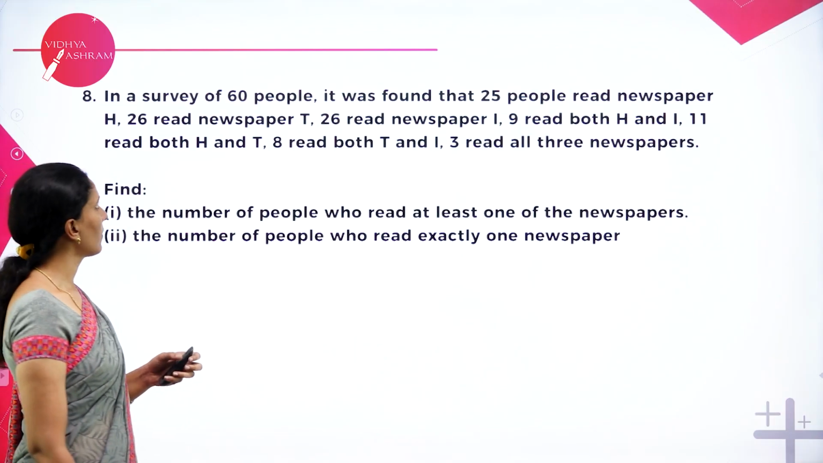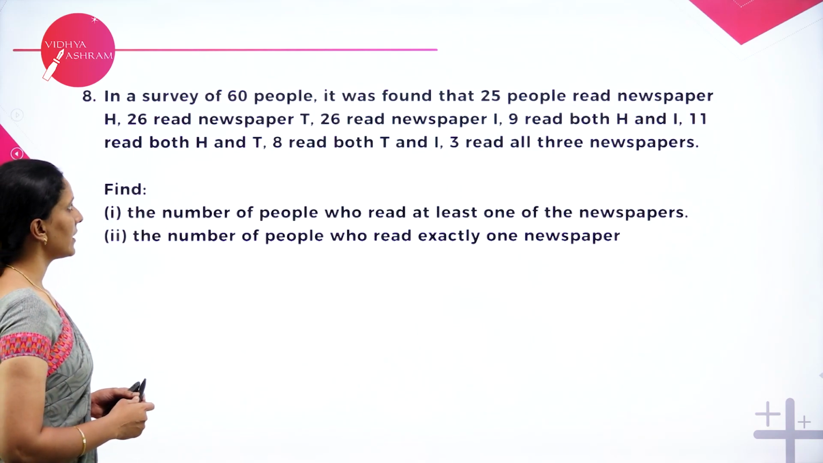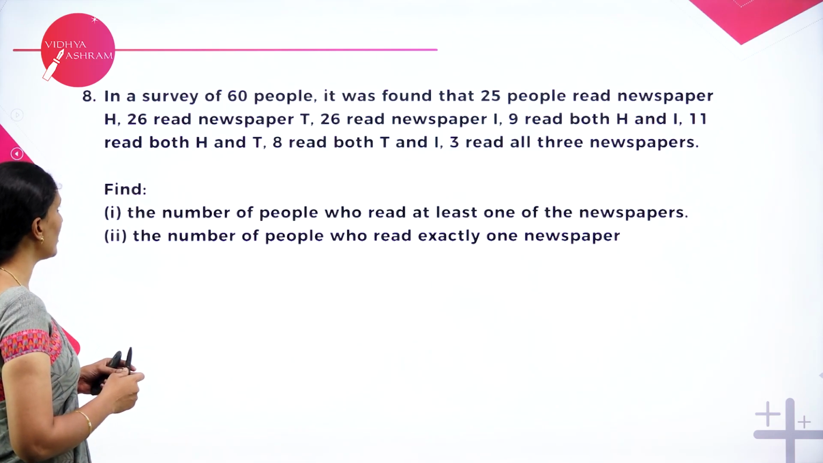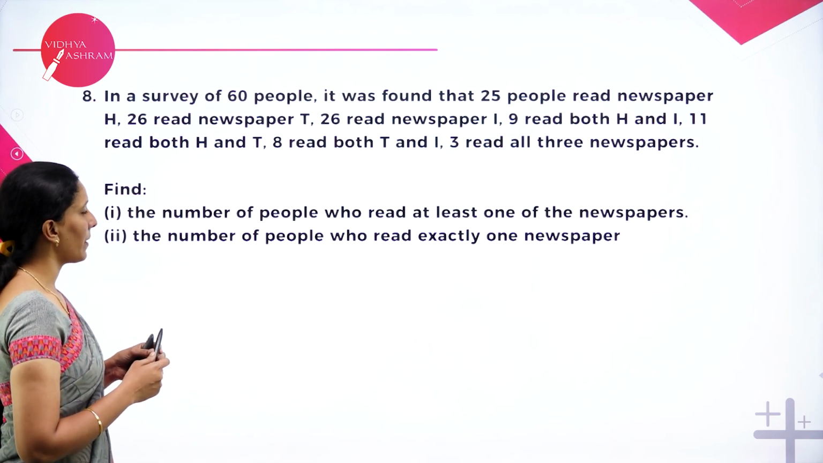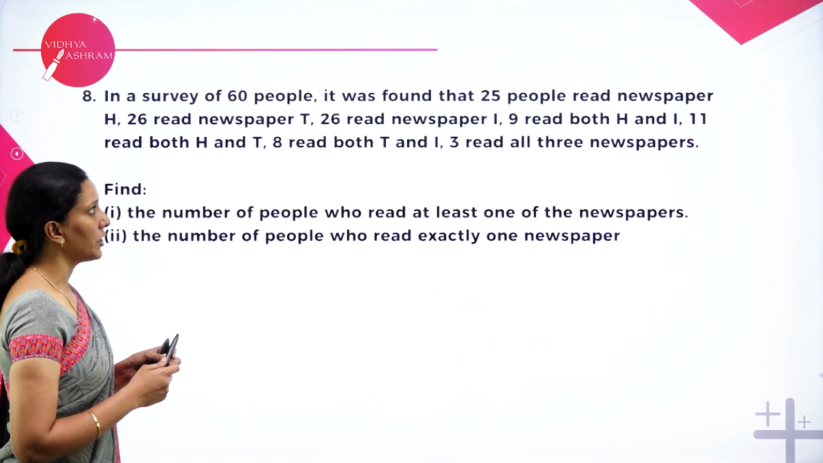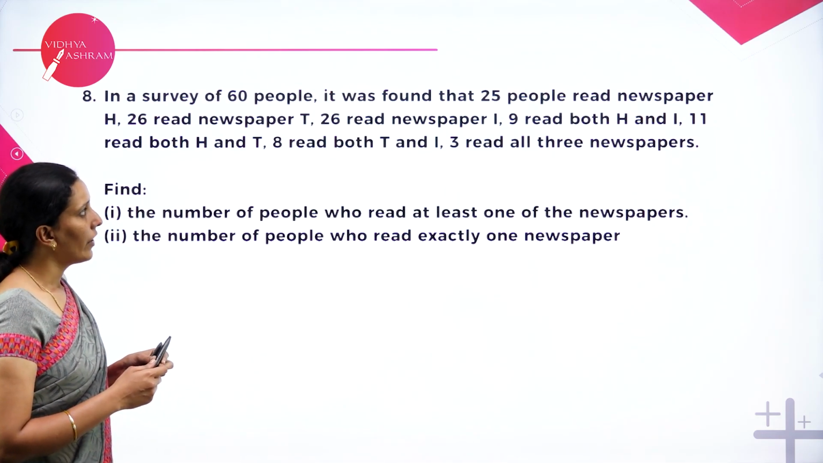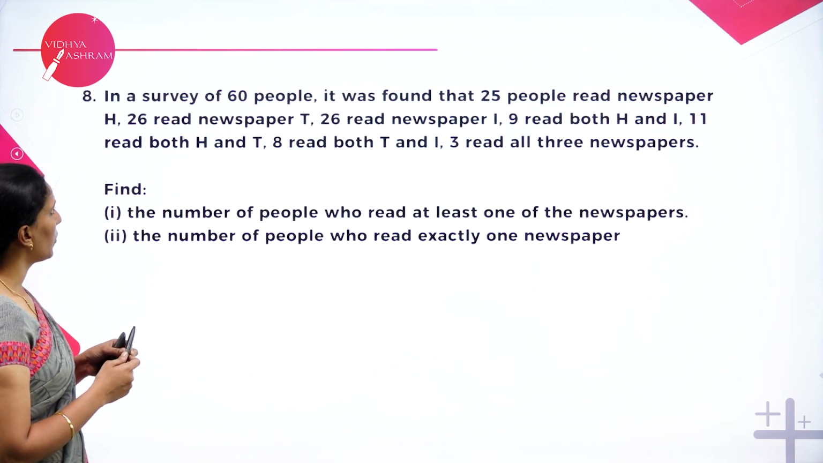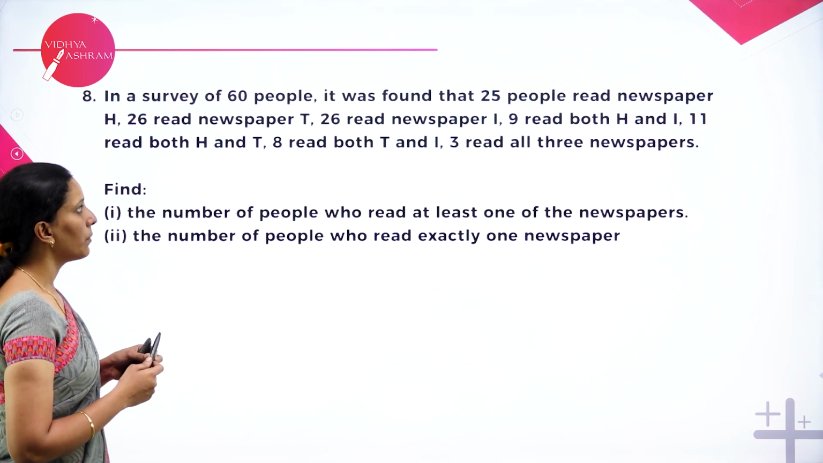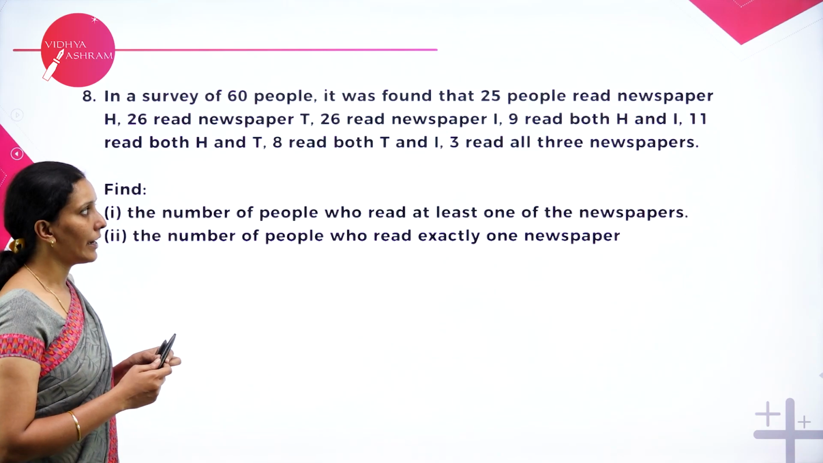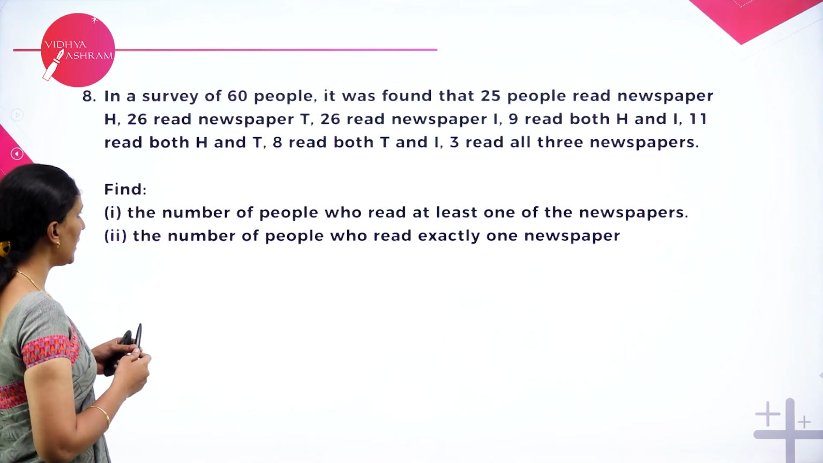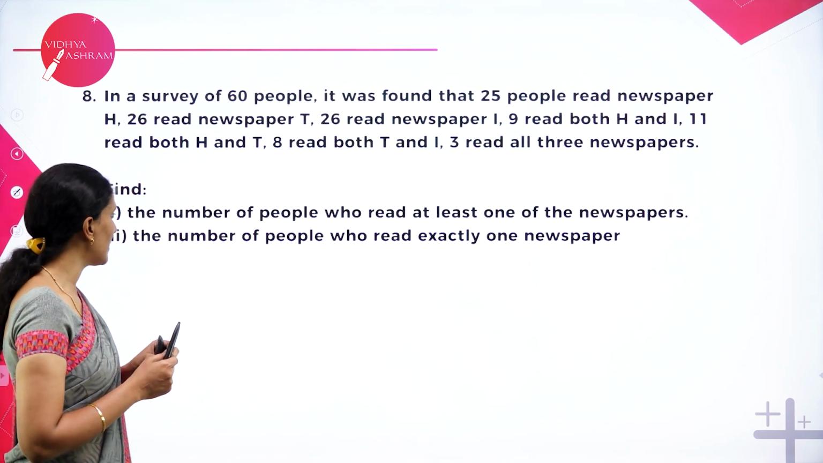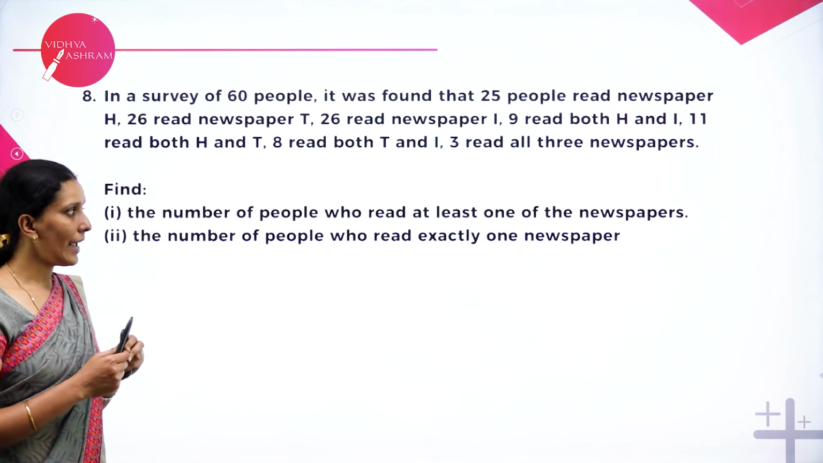Next question. In a survey of 60 people, it was found that 25 people read newspaper H, 26 read newspaper T, 26 read newspaper I, 9 read both H and I, 11 read both H and T, 8 read both T and I, 3 read all 3 newspapers. Find the number of people who read at least one of the newspapers, the number of people who read exactly one newspaper.